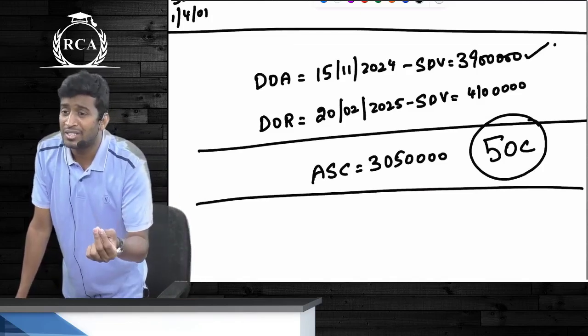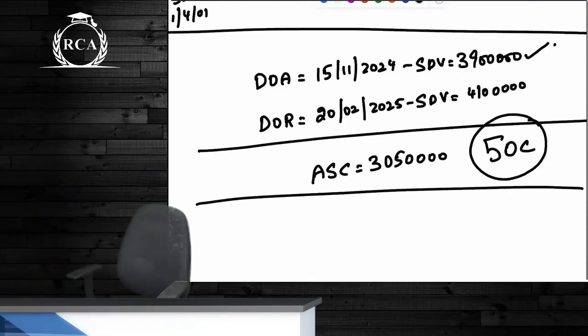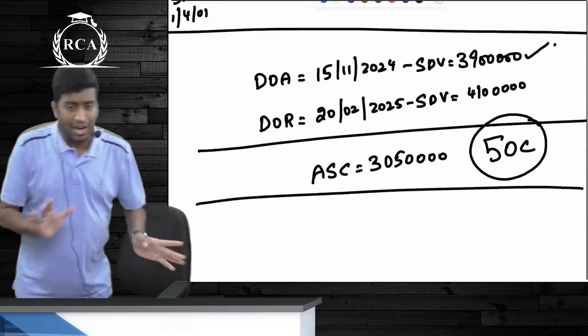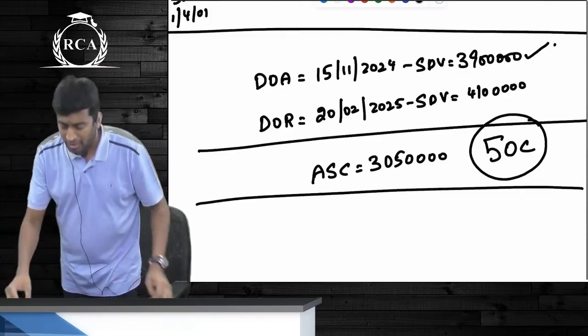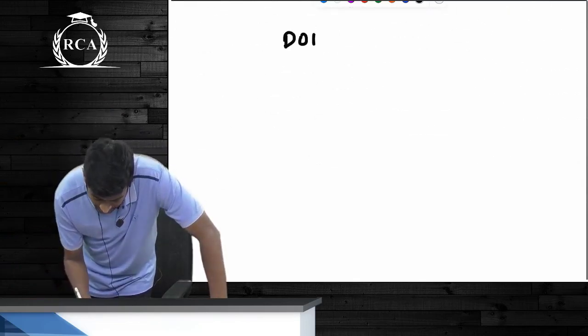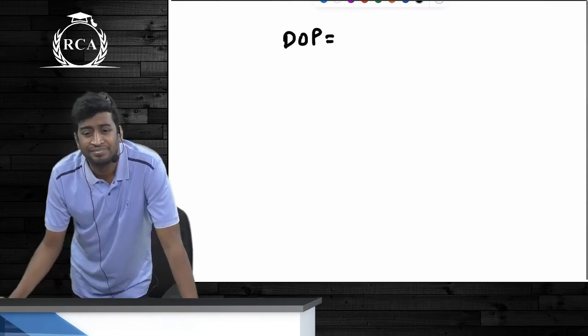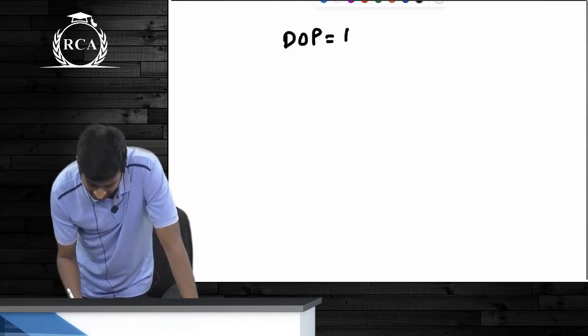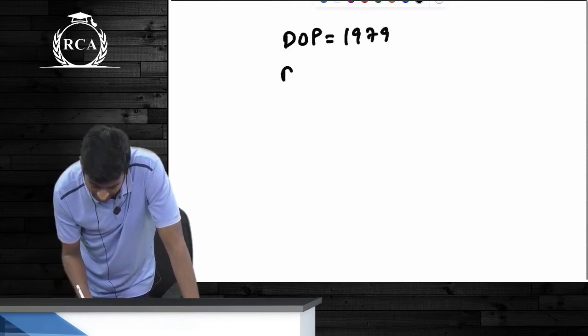What is transfer expenses? Percentage दिया ना, how much? That will always be on this amount. That will always be on actual sale consideration. Ab I'm asking one doubt. Date of purchase 1979. Date of sale.